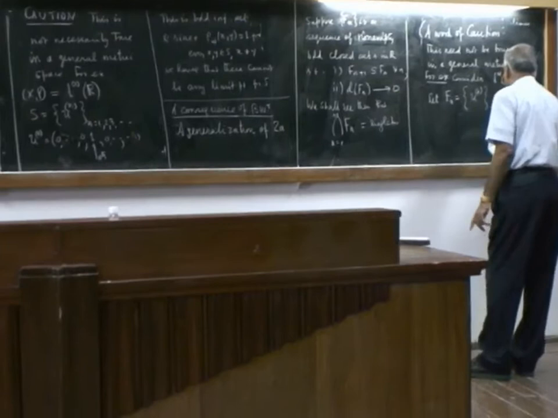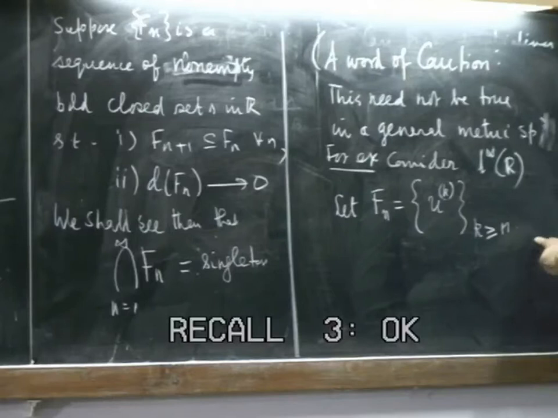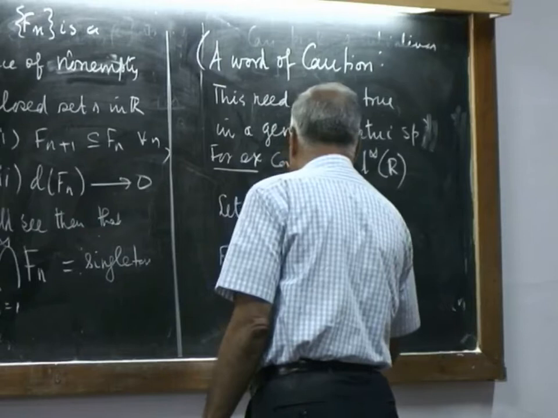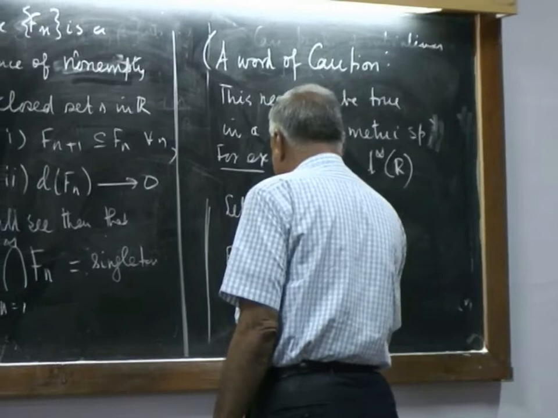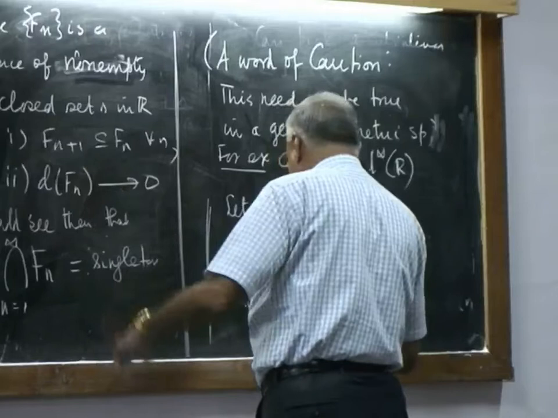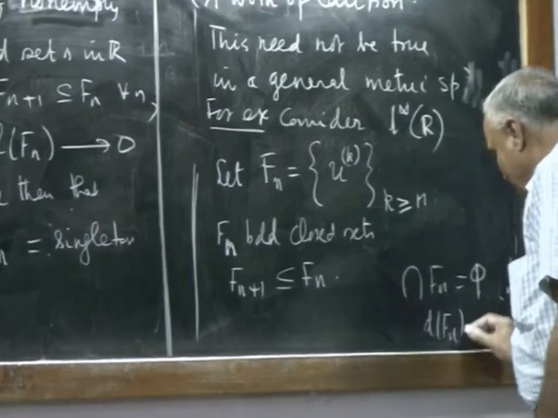Okay. So what is f1? u1 onwards, f2 u2 onwards, f3 u3 onwards, and so on. Then Fn are bounded closed sets, and I'm sorry, the diameter part I have not yet written. Fn plus 1 is contained in Fn; this was an exam, I should have given it as an example at that time. The intersection of Fn is empty, and in this case the diameters of Fn are all 1. I have to give you another example where the diameters don't go to 0.